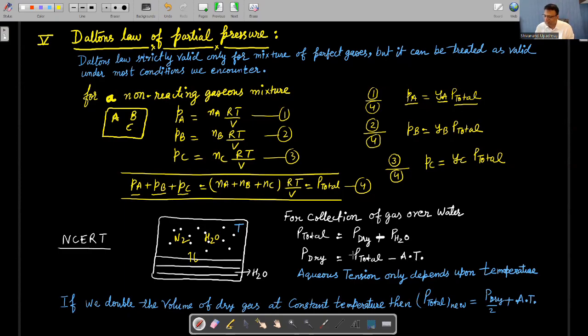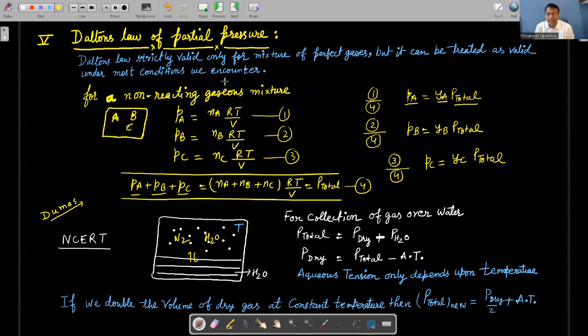Why I'm discussing this is that the Dumas method is used to determine the amount of nitrogen in an organic compound. In the Dumas method, we collect nitrogen gas over water, so we are using this concept. And we know that water is present in liquid state, so definitely it is not an ideal gas, because an ideal gas cannot be liquefied. That's why this statement is important. Strictly, it should be valid for perfect gas, but it is valid for most of the gases we encounter.